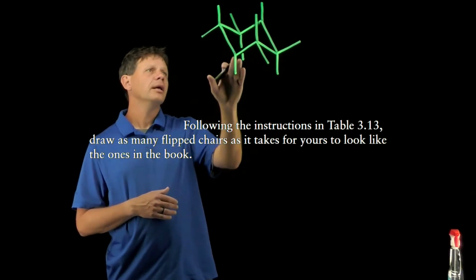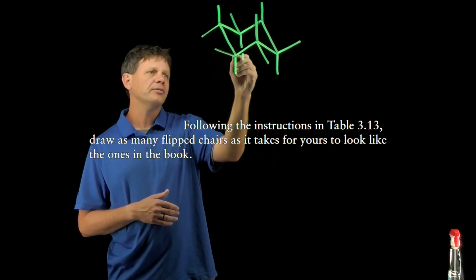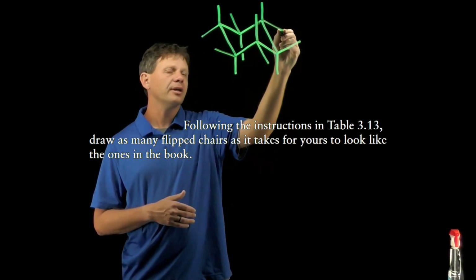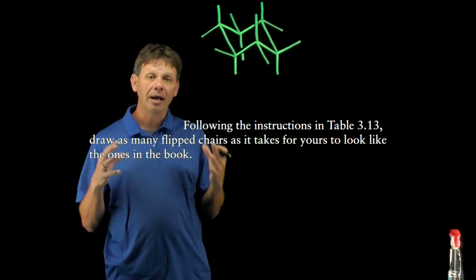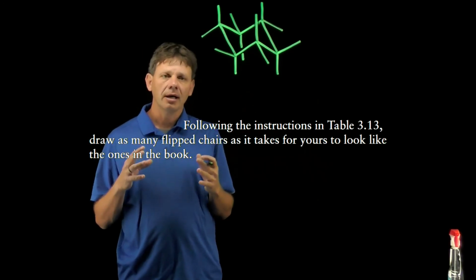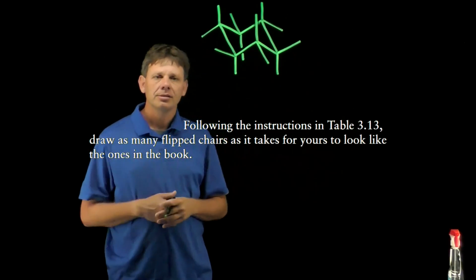And then the last one is going to be this line and this line being parallel to this equatorial substituent and this equatorial substituent. Once again, to become able to draw these in a way that represents what the chair conformation is meant to represent, just practice.